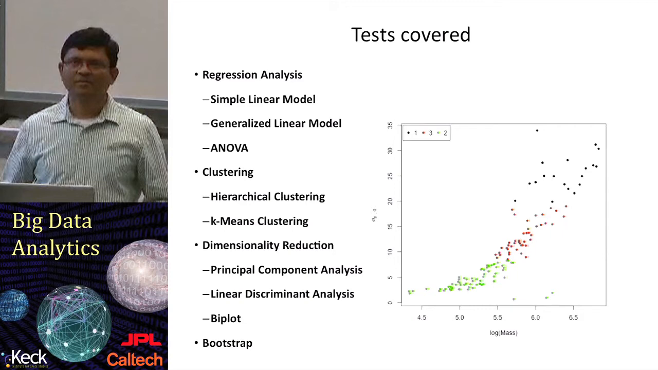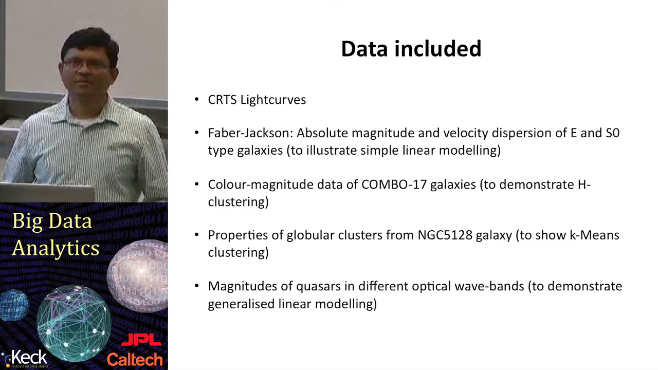The data that have been included have CRTS light curves. So these light curves, again, as I mentioned, come from the Catalina Real-Time Transient Survey. There are as many as 500 million light curves, and those data points are over a period of 10 years.